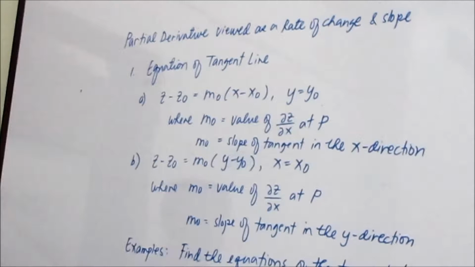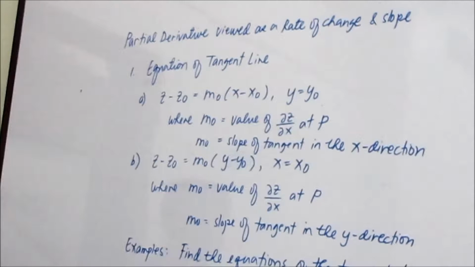Find equations of the tangent line to the parabola z equals x squared plus 3y squared, y equals 1, at the given point (2, 1, 7). If you verify from the given formulas that we have, there are two formulas for the equation of the tangent line. So which of these two formulas are we going to use? Is it the first equation or the second equation?